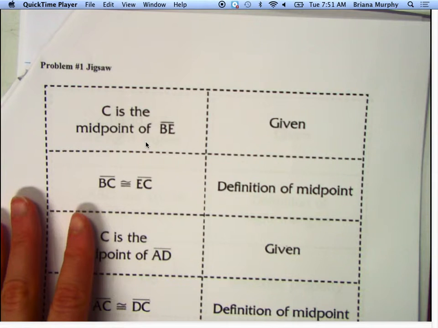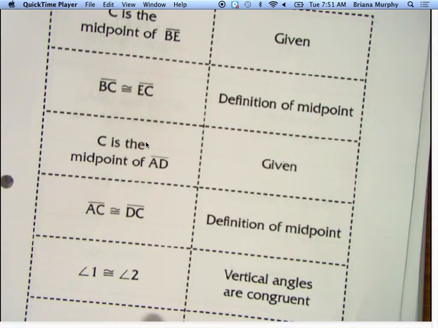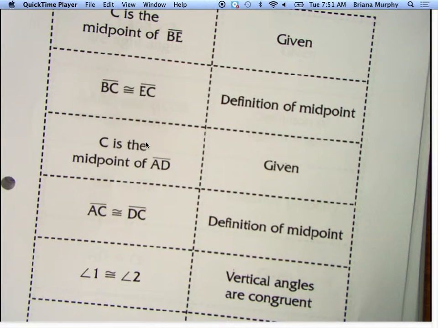First, we've got C is the midpoint of BE, that's given. Then we have BC is congruent to EC by definition of a midpoint. Then we've got C is the midpoint of AD, given. And AC is congruent to DC by definition of a midpoint. Angle 1 is congruent to angle 2 by vertical angles. And triangle ABC is congruent to triangle DEC by side angle side.